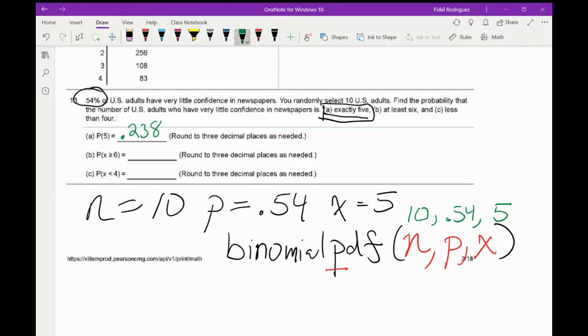Okay. So far, are we good with part A? A is good. Okay, now let's do part B. Part B says at least 6.